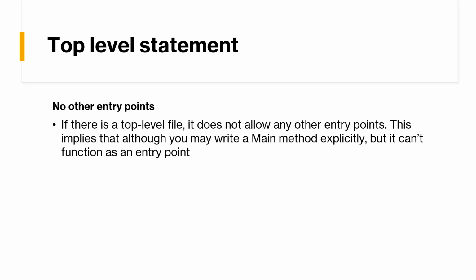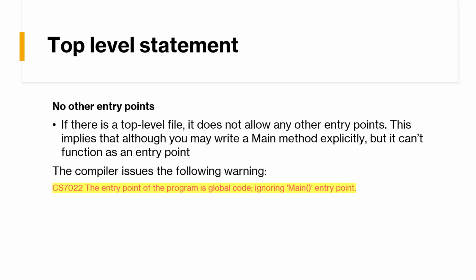This implies that although you may write a Main method explicitly, even if you create a Main method by yourself, it cannot function as an entry point. So be aware of that. If you try to make some other Main method an entry point, it will come up with this error: the entry point of the program is global code, ignoring the Main entry point.